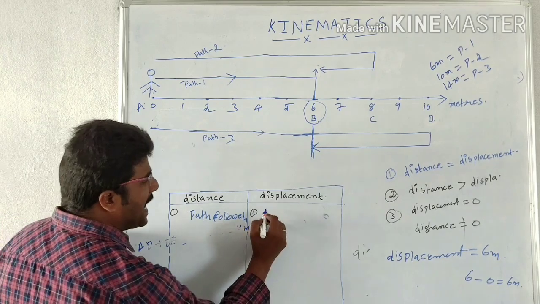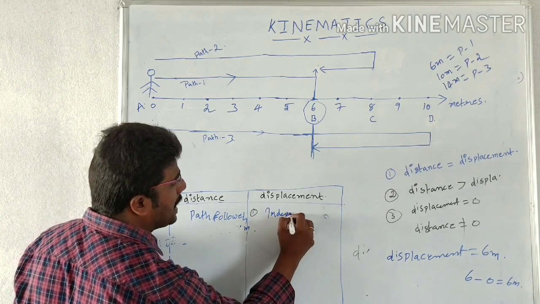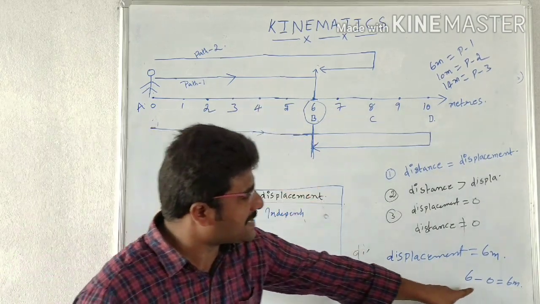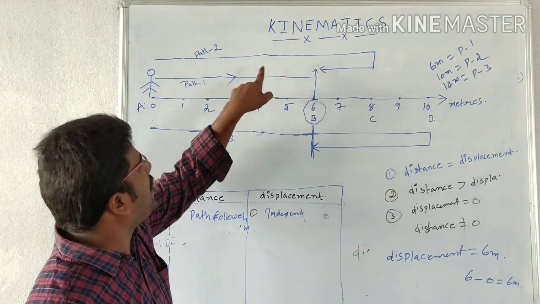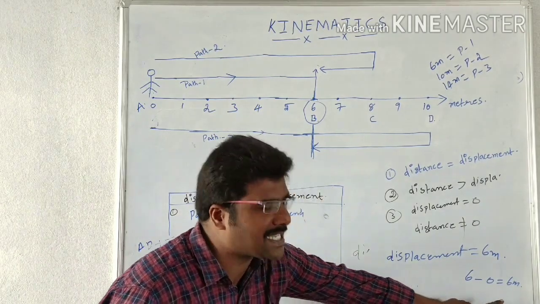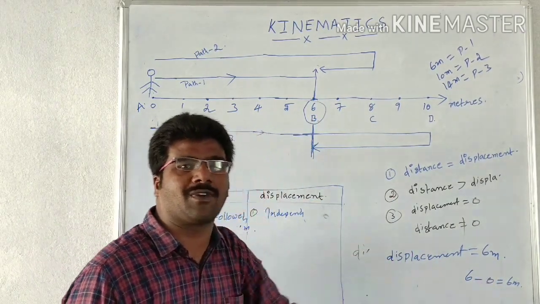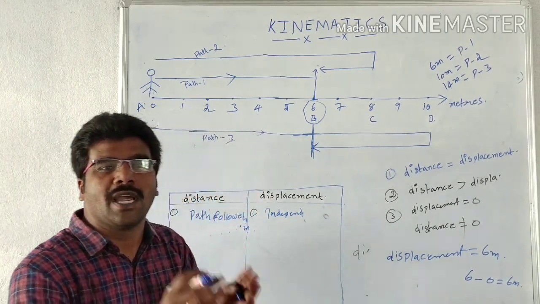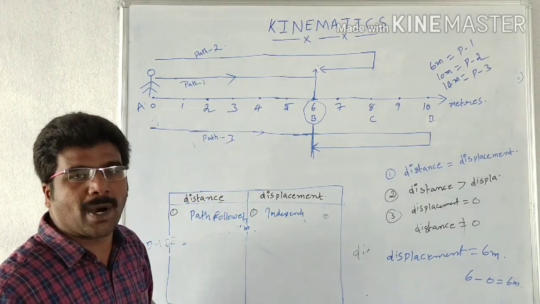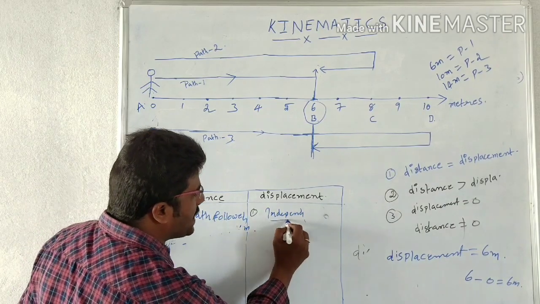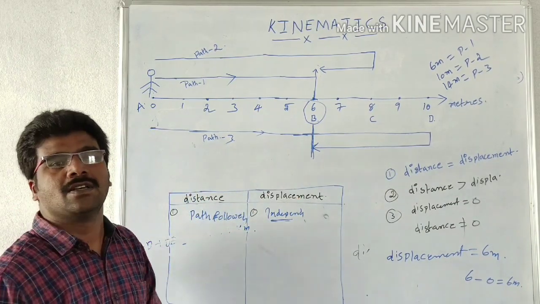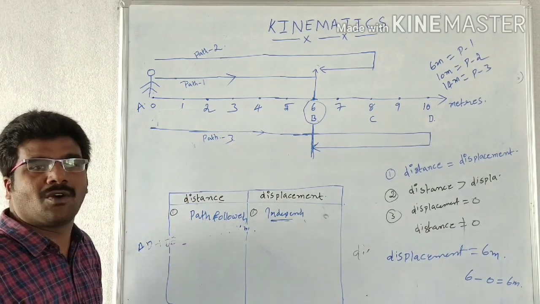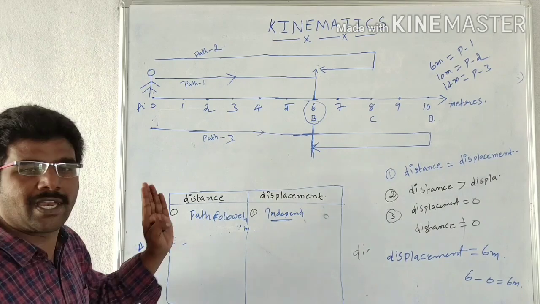Whereas displacement is independent. Whatever may be the path, the answer is 6. In path 1, the displacement value is 6. In path 2, the displacement value is 6. In path 3, the displacement value is 6. So it does not depend upon the path followed. So displacement is independent.